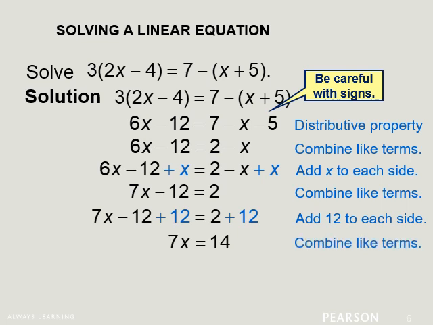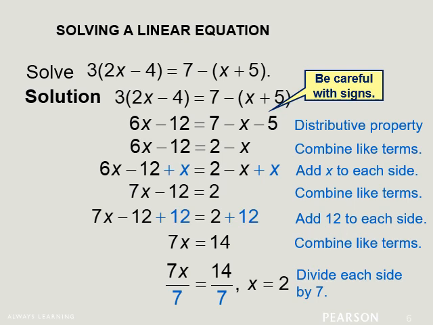Now that I have all my variables on one side, all my numbers on the other side, I can divide by 7, divide by 7. So x is equal to 2. Make sense?